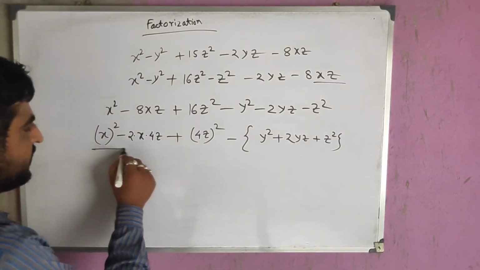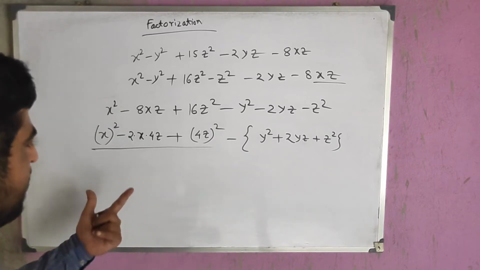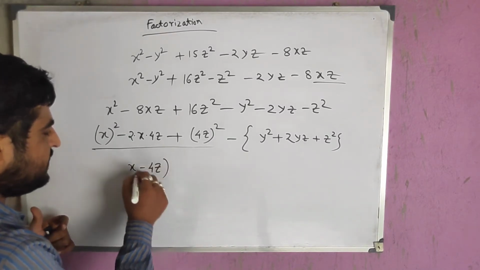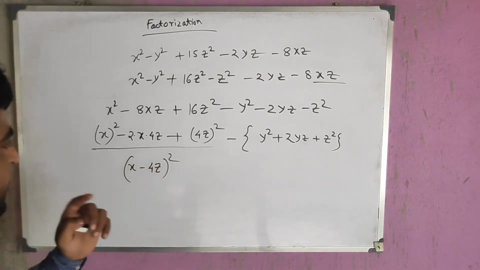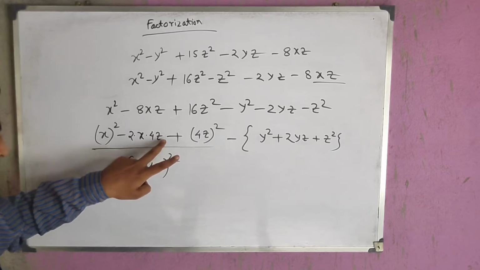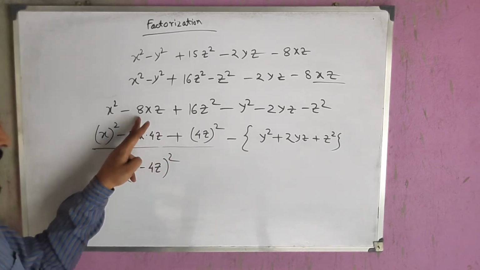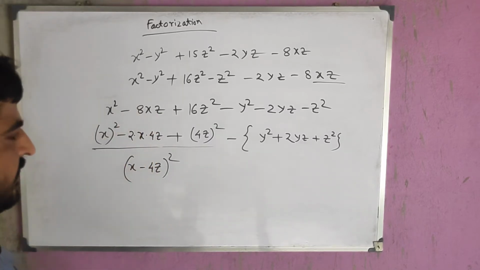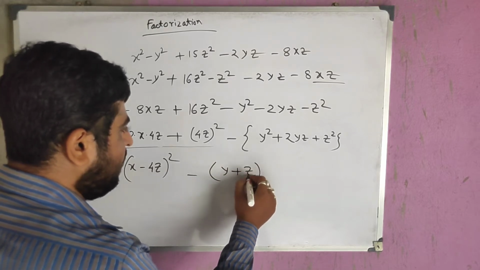Now you see, this is a square minus 2ab plus b square. So that is the formula of a minus b whole square. So in the place of a there is x and in the place of b there is 4z. Now you have to check whether this is coming or not. So 2 into 4, 8, x into z. So 8xz. So it is coming, and it is y plus z whole square.